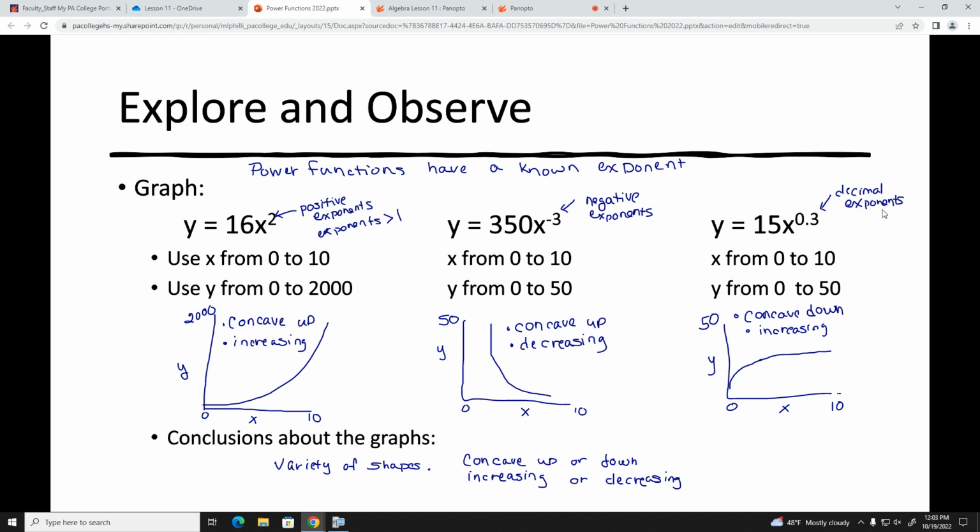So that may lead you to the question, well, what if I had a negative decimal? And that's a good question, and it led me there as well. If you have a negative decimal, you will still get the concave up decreasing shape. So that negative is going to override the decimal part of it. But if you have a decimal that is positive, so these exponents that are between 0 and 1 but positive, that is going to lead you to the concave down increasing shape. So the known power in the power function really does control the graph, but because we can have a variety of exponents, we can have a variety of shapes.